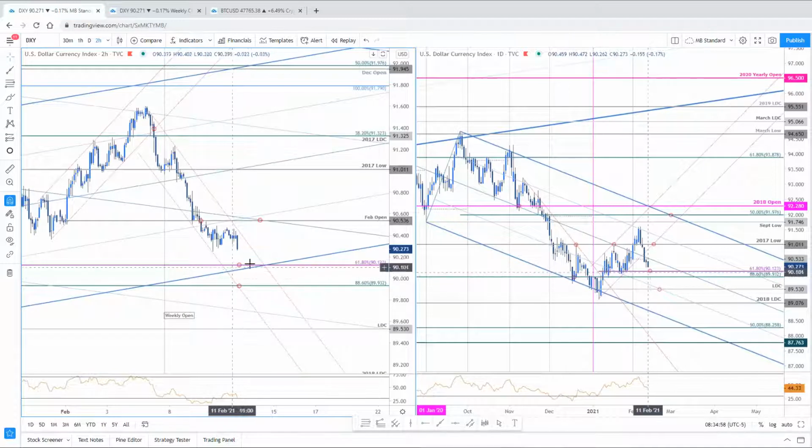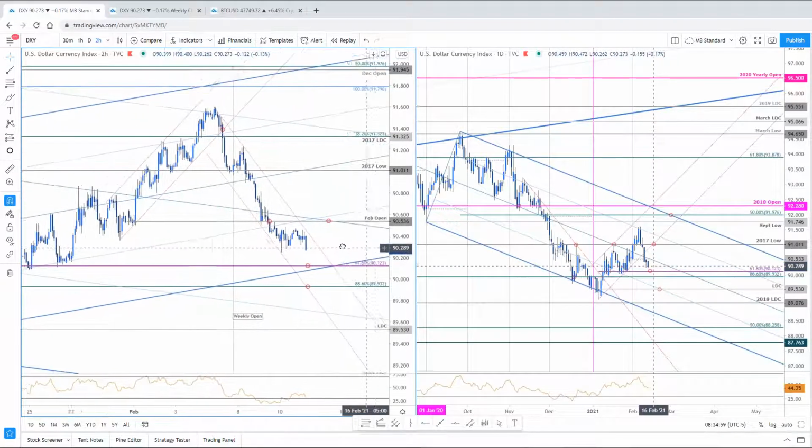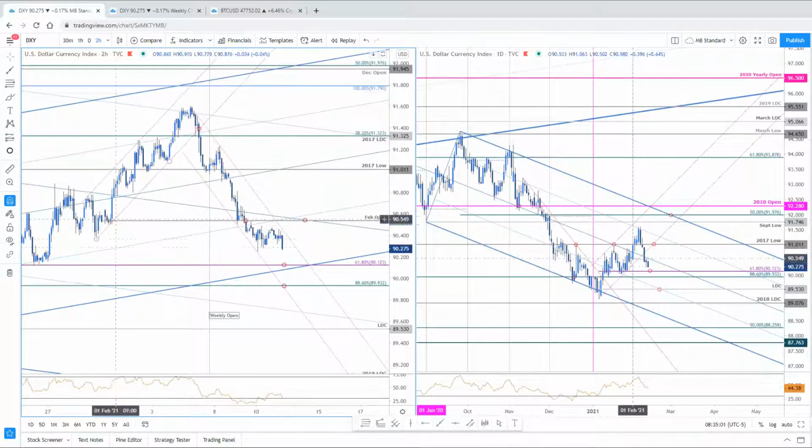But for now, looking for a low here. Initial resistance 90.53. Again, that's the monthly open. A breakout there would suggest, again, that the near-term trend has broken.